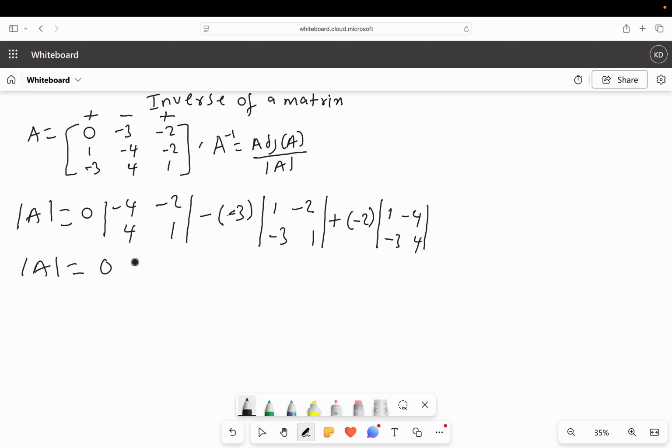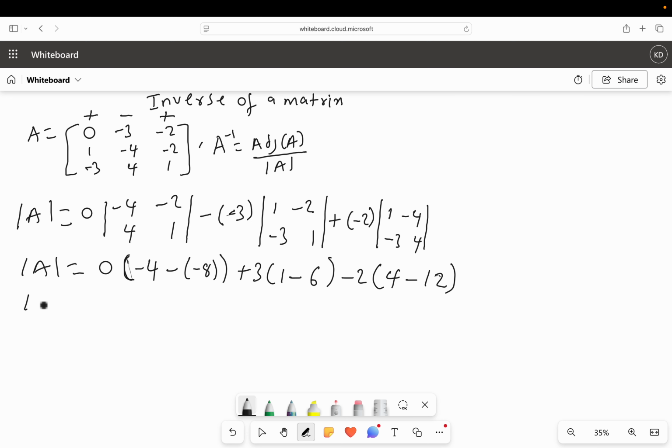So I have 0. So I find the determinant of this. So it will be -4 times 1, which is -4. Then I will have -4 times -2 is -8. Then negative, negative, I will have +3. Then I will have 1 times 1, I have 1 minus -3 times -2 is just 6. So I will have positive, negative, I will have -2. Then I will have 1 times 4 is 4. Then -3 times -4 is just 12.